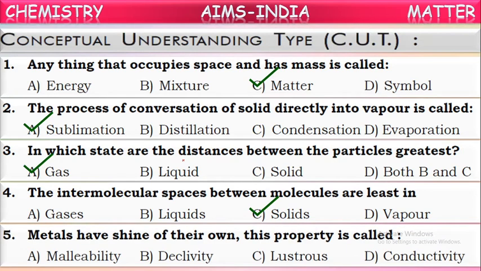Metals have shine on their own. This property of metals is called... Yes, what is it called? The property of metals by which they shine on their own is called lustrousness. Luster or lustrous property. Because of this luster property, metals shine on their own. The surfaces of metals shine because of this lustrous property.